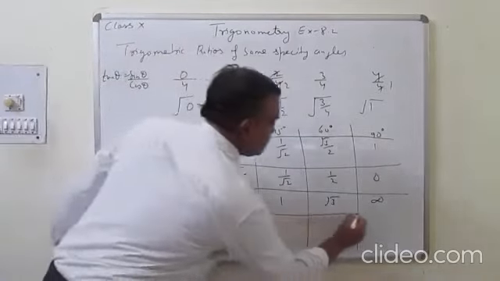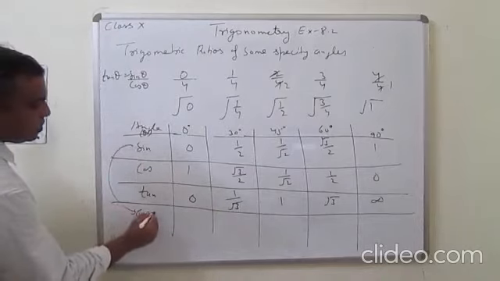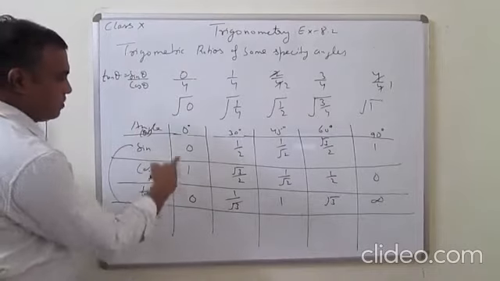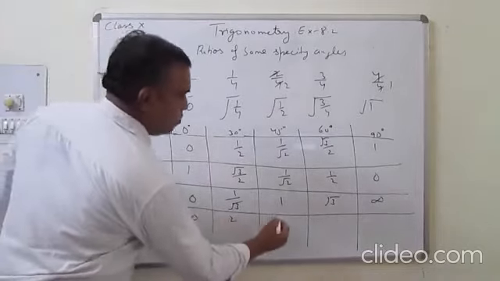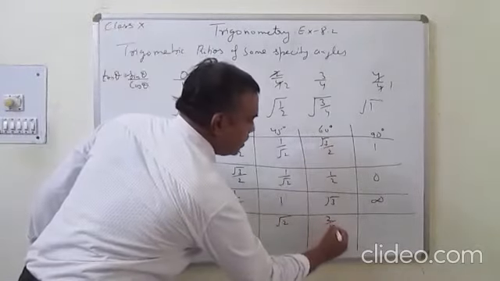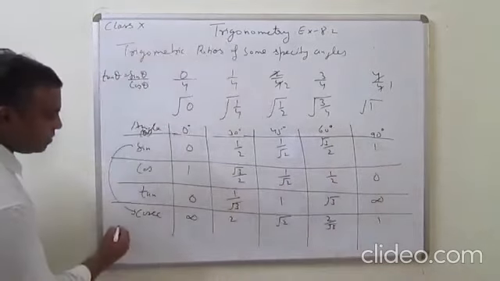Now reciprocal of sine is cosec. Reciprocal of sine is cosec. Sine का reciprocal 0 upon 1 का करेंगे तो infinity, 2, root 2. इसका reciprocal 2 by root 3 and 1 का reciprocal is 1.